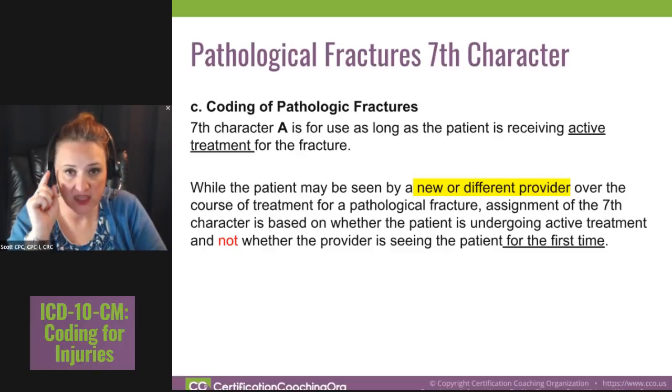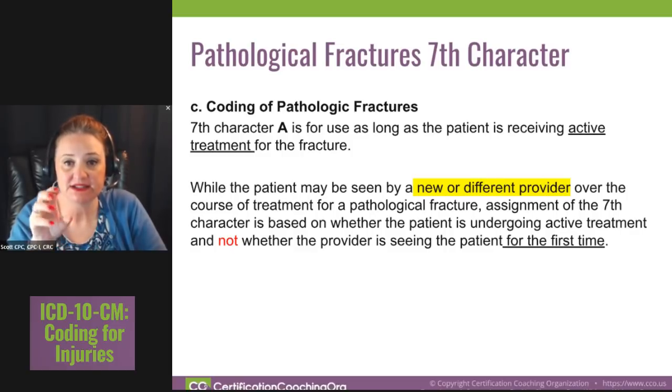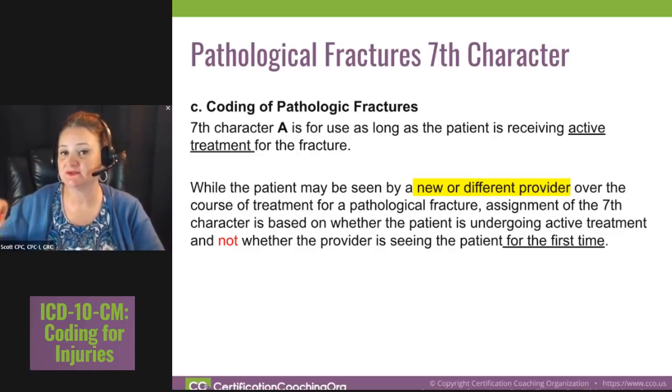However, think to yourself, we're following the fracture, not the provider, okay? So if the patient is being seen by a new or a different provider for the pathological fracture, and the patient is still undergoing active treatment, it doesn't matter if it's the first time for the visit, right? The key is this active treatment.